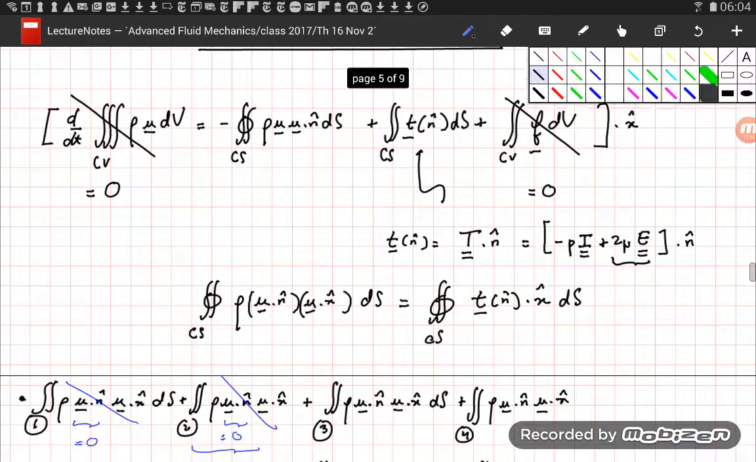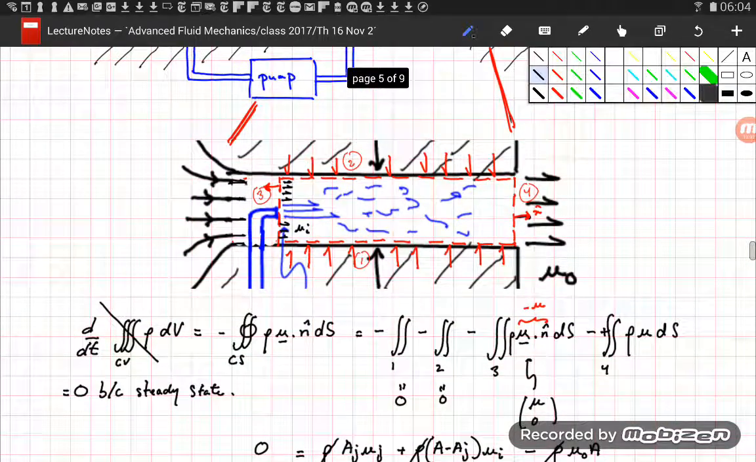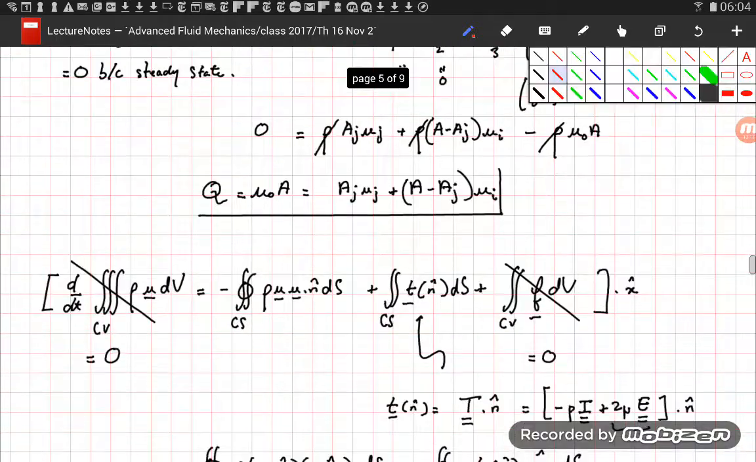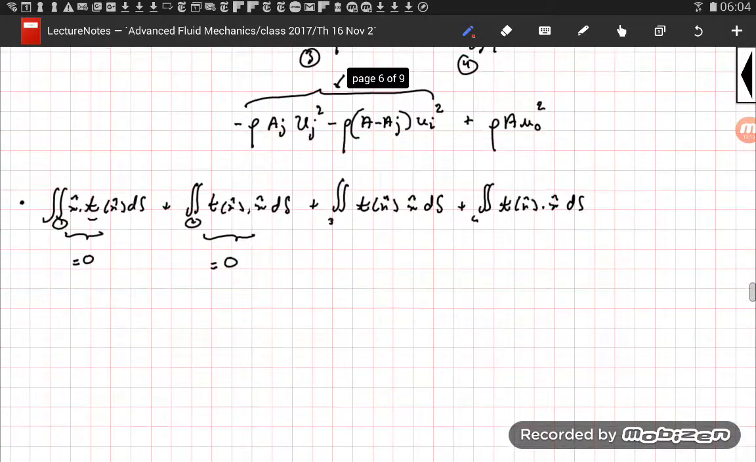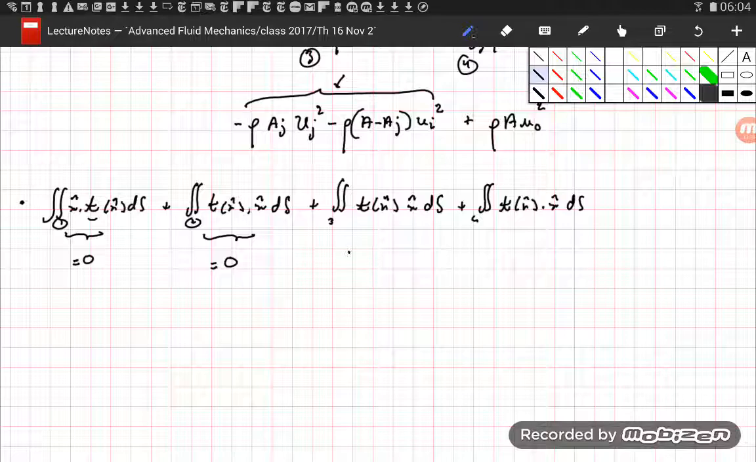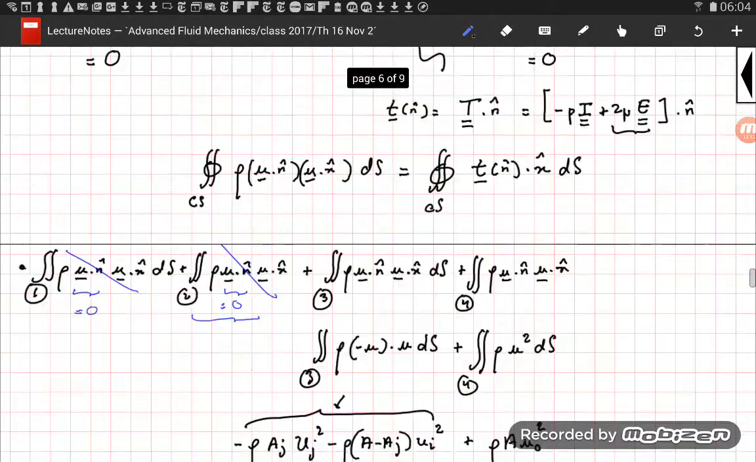And then on surface 3, what do we have? Well, on surface 3 we have pressure also, which is acting in the positive direction. So let me call this pressure at the inlet Pi. So here we have Pi times A, and at the outlet we have P0 plus delta P times A. Now Pi we don't know, but we can express it.